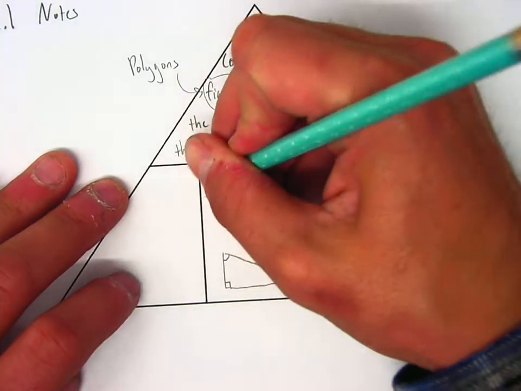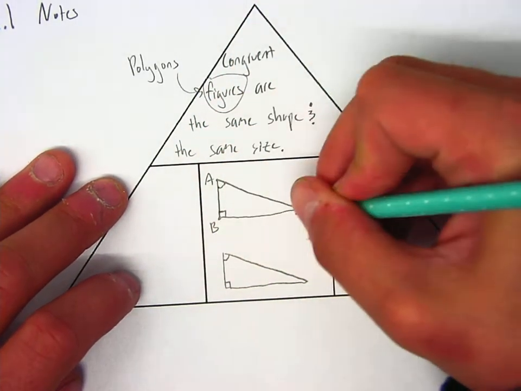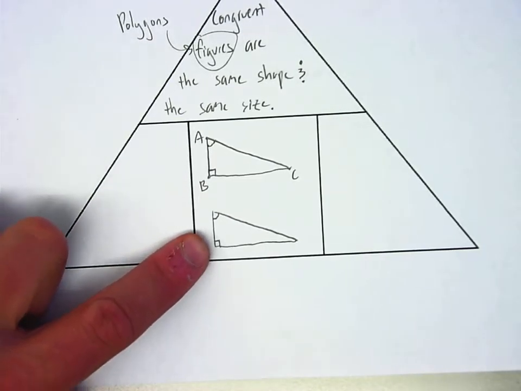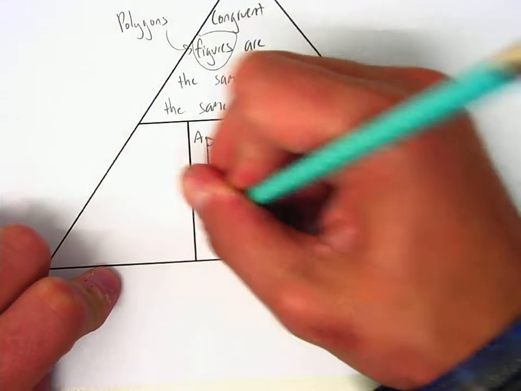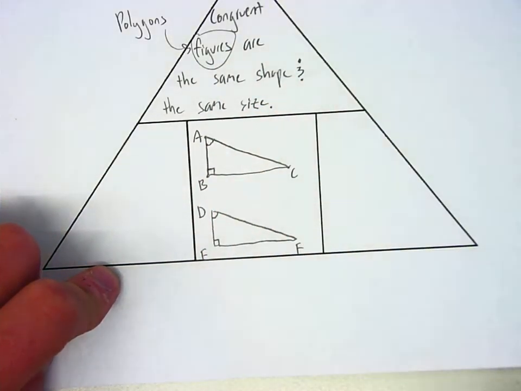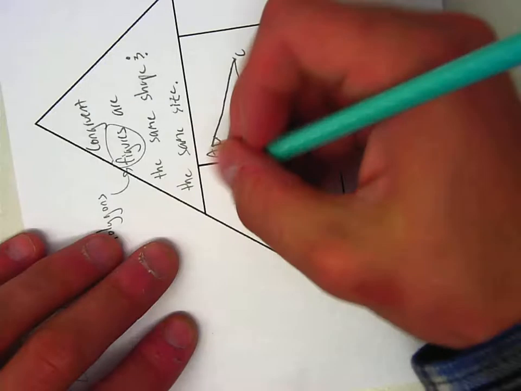First we better label these. Let's go A, B, C. So we're going to label the vertices of our triangles. And this other congruent triangle, let's go D, E, F. And now let's talk about corresponding angles.